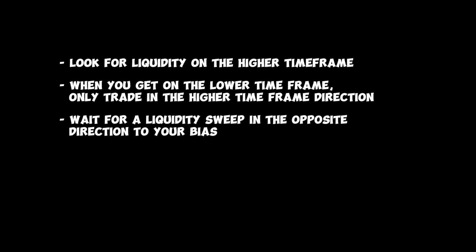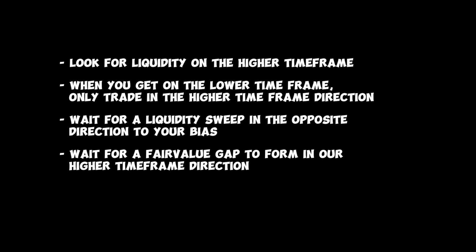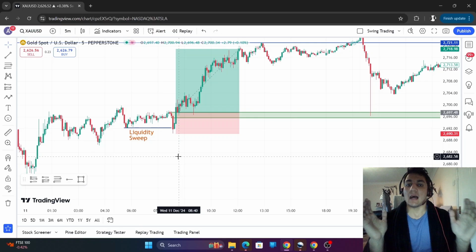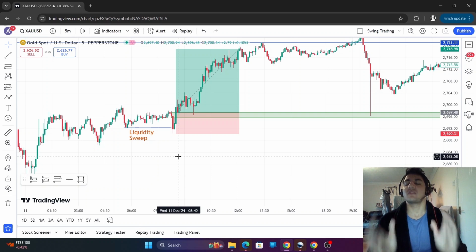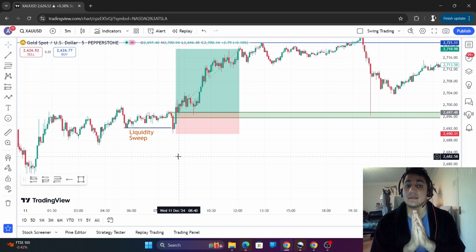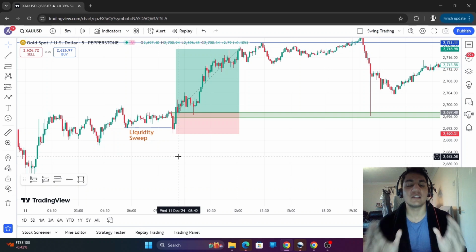So we get in the lower time frames and we wait for our liquidity sweep, which is a fake move in the opposite direction of our higher time frame bias, designed only to take out stop loss orders. And then we wait for a fair value gap to form in our higher time frame bias direction. And we just enter on that fair value gap and we target a 2 or 3 risk to reward ratio. And that's all you need. That's literally all you need to be a profitable trader.